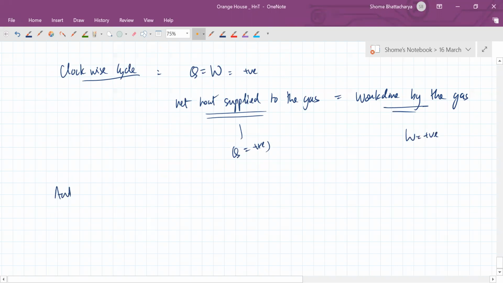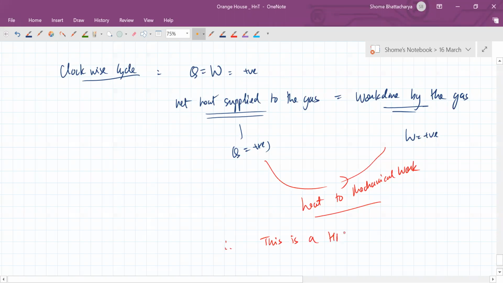Okay. Whereas anti-clockwise cycle, so heat is converted to work. So in a clockwise cycle, you can see that heat supplied is converted to work. So that is why this type of cycle, therefore, this is a heat engine cycle because it converts heat energy into mechanical work. So that type of a cyclic process or that type of a cycle is called a heat engine.